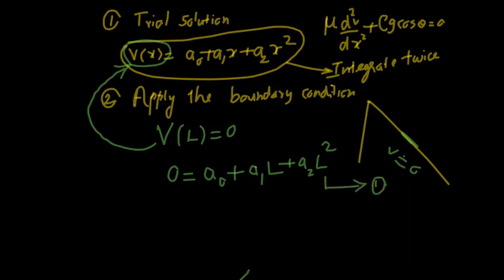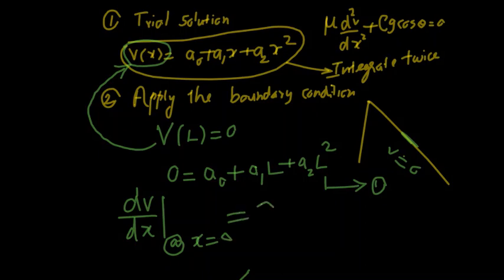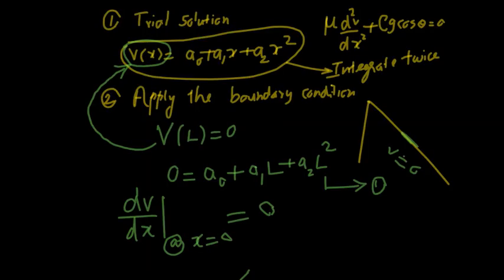So what is the second boundary condition? The second boundary condition is saying that dv by dx at x is equal to 0 is equal to 0. So that is the second boundary condition. If you apply the second boundary condition, you have to find what is dv by dx. Let us first find what is dv by dx.